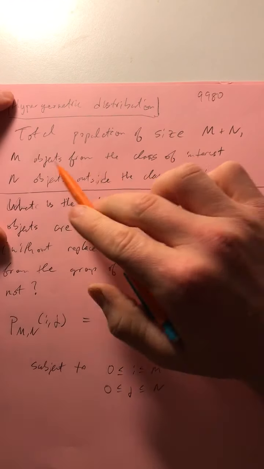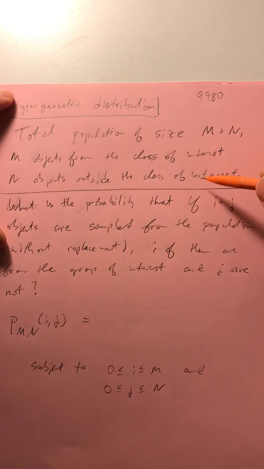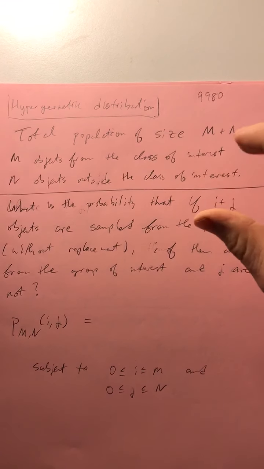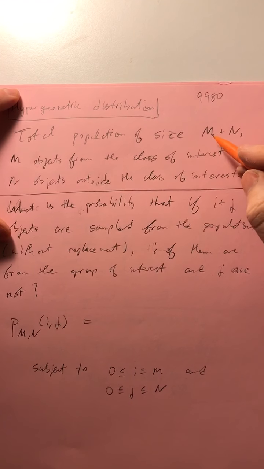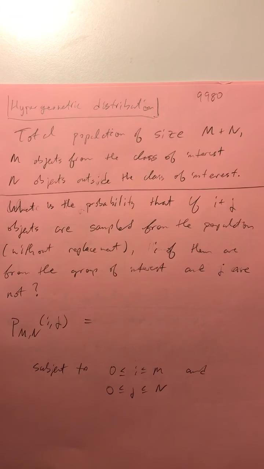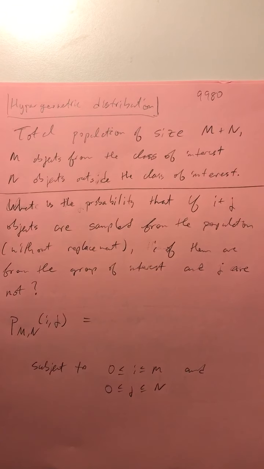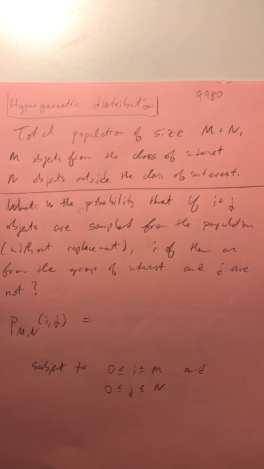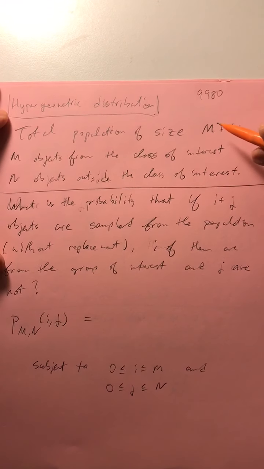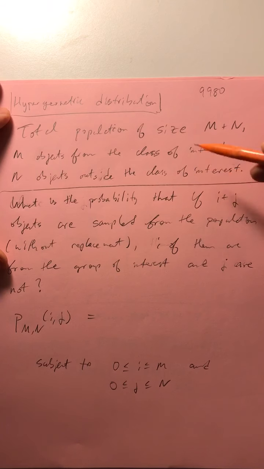So which class is the class of interest doesn't matter. This is going to be a symmetric problem. Right? So I could say the defective ones are the class of interest, and the non-defective are not the class of interest. But if I said the non-defective is the class of interest and the defective is the non-interest, doesn't matter if I switch. It's a symmetric problem.